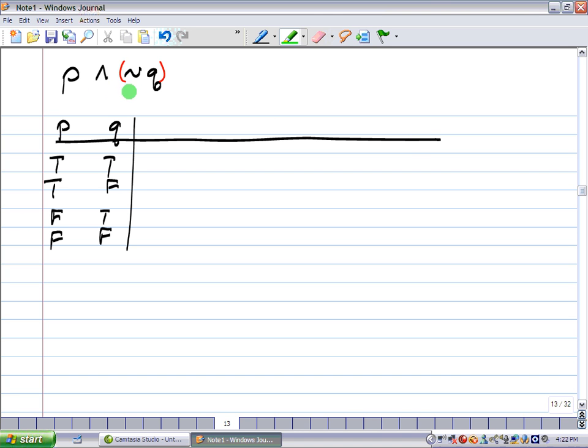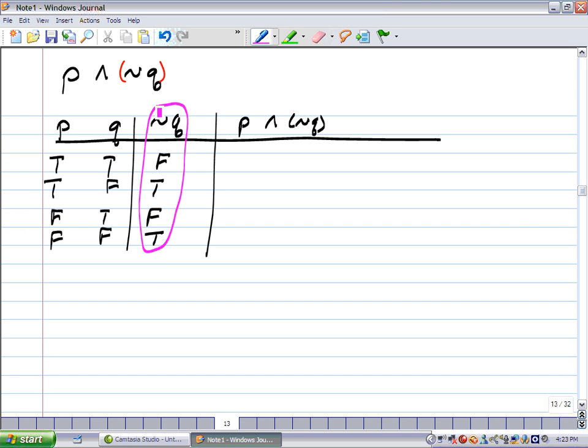So P and not Q, I need to first figure out what not Q is. Remember, not Q would be the opposite of these Q values. So true would be false, false would be true, true would be false, and false would be true. Now I'm going to put these together, P and not Q. This is my not Q column, and this is my P column. So I'm going to put these together with and.